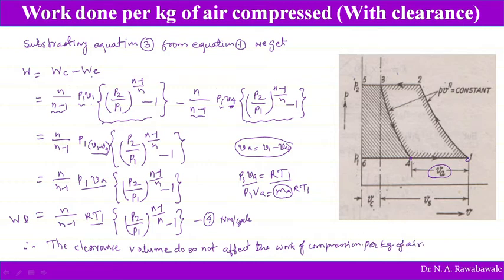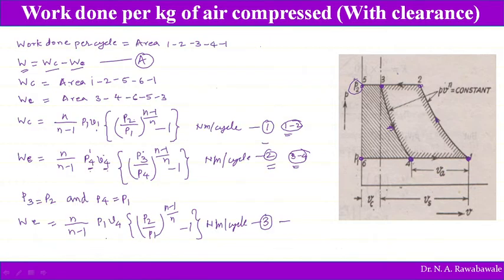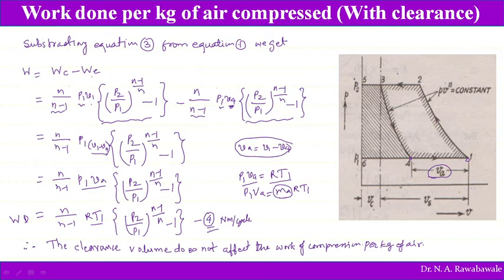So equation number 4 is same as the work done required for compression of air without clearance. Just we can see here, this equation which is here, work for compression without clearance is P1 V1. In place of P1 V1 we can write RT1. So equation number 1 is same as equation number 4. So there is not much difference in the work done required even if we consider clearance.